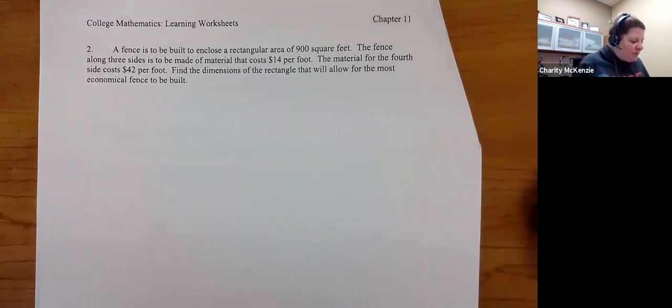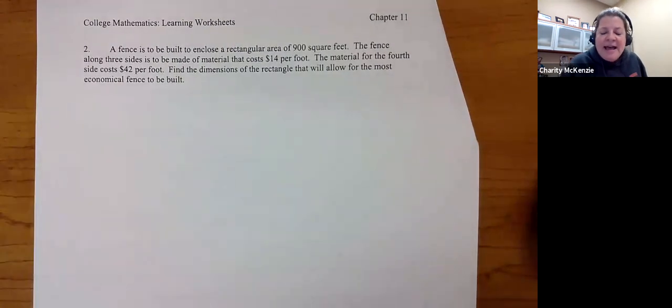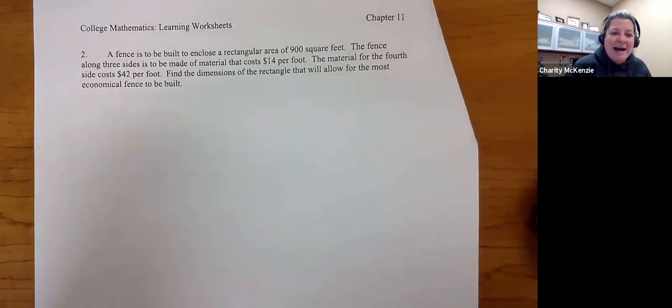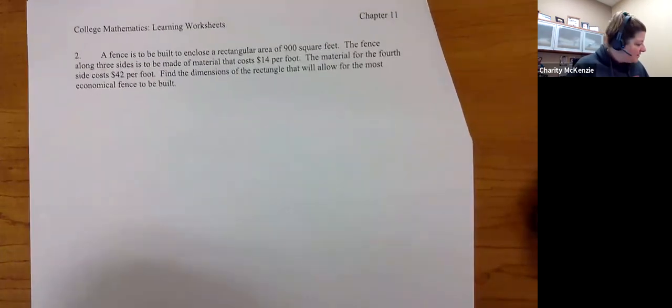A fence is to be built to enclose a rectangular area of 900 square feet. The fence along three sides is to be made of material that's $14. The material for the fourth side is more expensive, like you want your front to be prettier, and that's $42 per foot. Per linear foot, right? Find the dimensions of the rectangle that will allow for the most economically built fence.